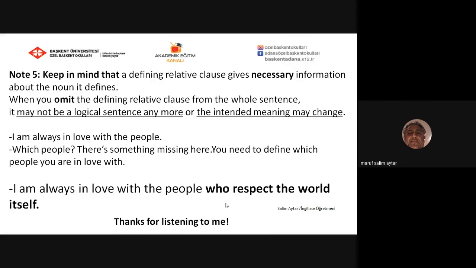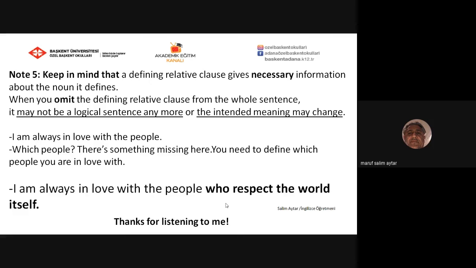Note number 5. People, please keep in mind that a defining relative clause gives necessary information about the noun it defines. When you omit the defining relative clause from the whole sentence, the sentence may not be a logical sentence anymore, or the original meaning, the intended meaning may change.